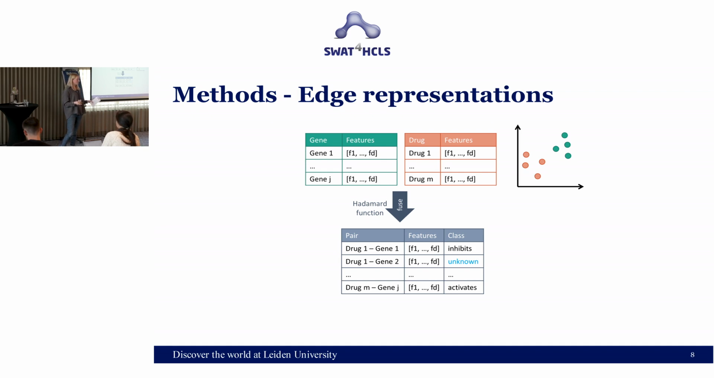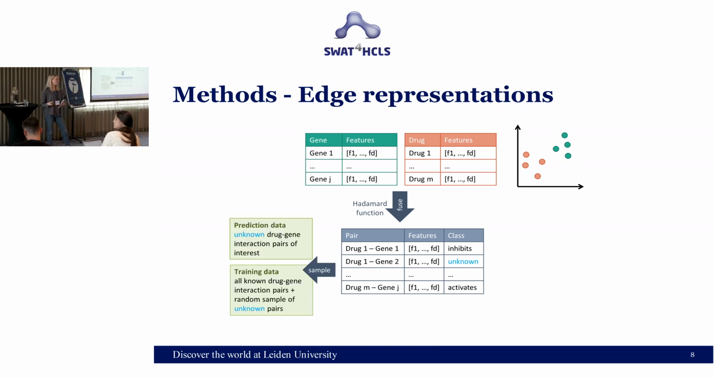Out of all these edges, we need to find prediction and training data for our model. The prediction data are just all unknown drug-gene edges of interest, so all drug-gene pairs associated with the symptom chorea in our case. For the training data, we need positive and negative samples because we train a supervised machine learning model. The positive samples are all the known drug-gene interaction pairs, and the negative samples are a subset of the unknown pairs that are not in the prediction data.